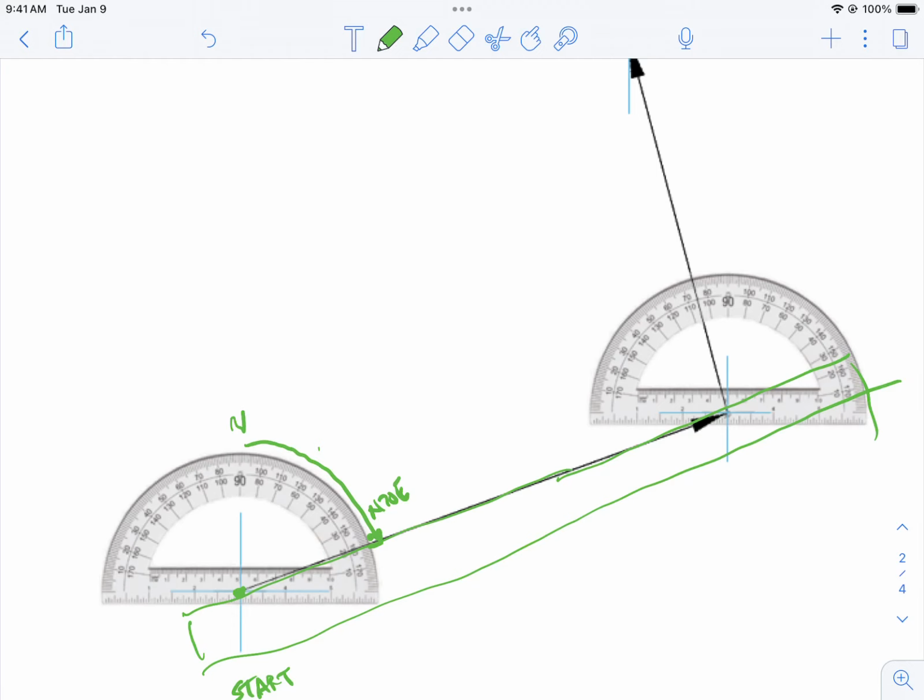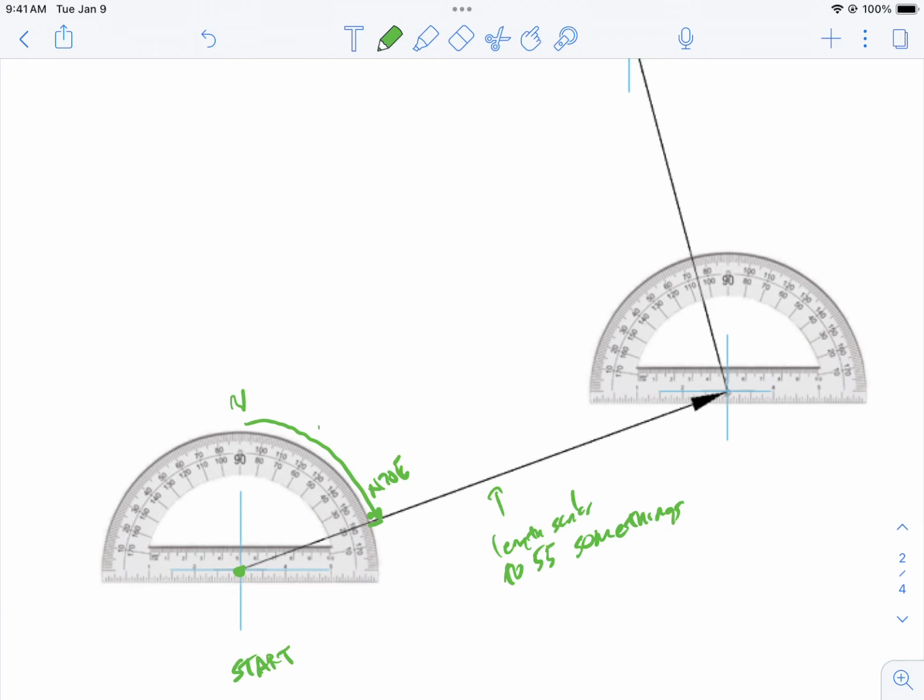scales to 55 somethings. Could be millimeters, could be centimeters, could be inches, could be quarter inches, half inches, eighth of an inch, whatever it is. 55 somethings. The length of that should be 55 somethings measured on your ruler. And again, it's going this way.